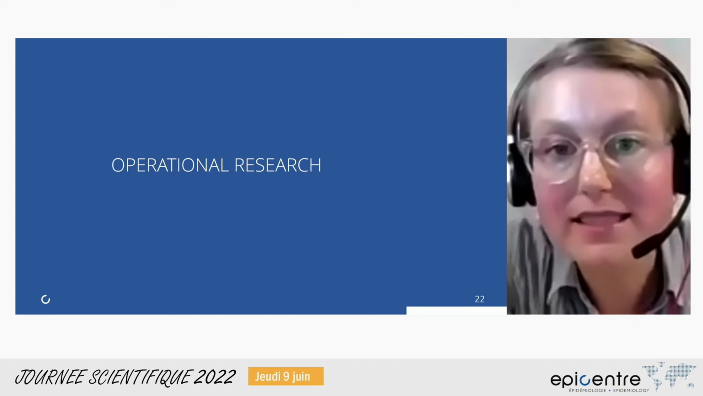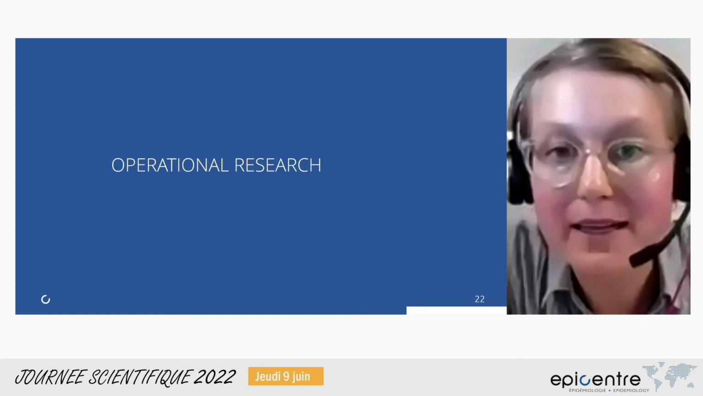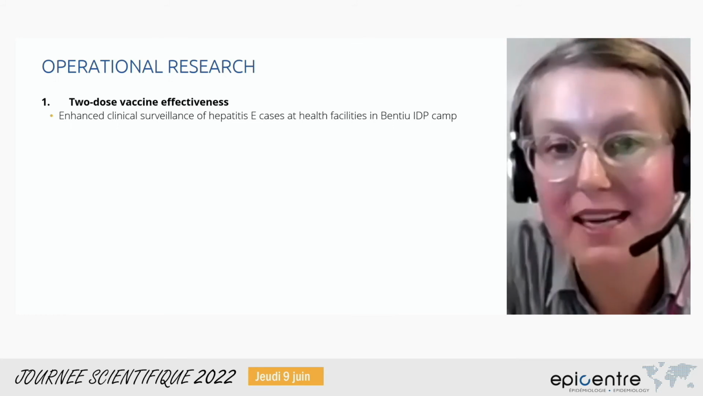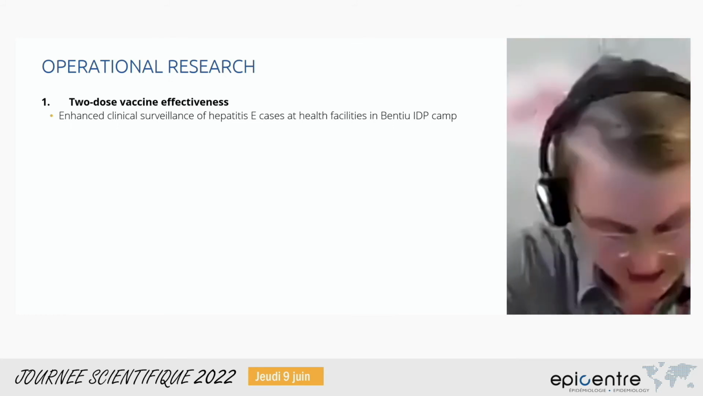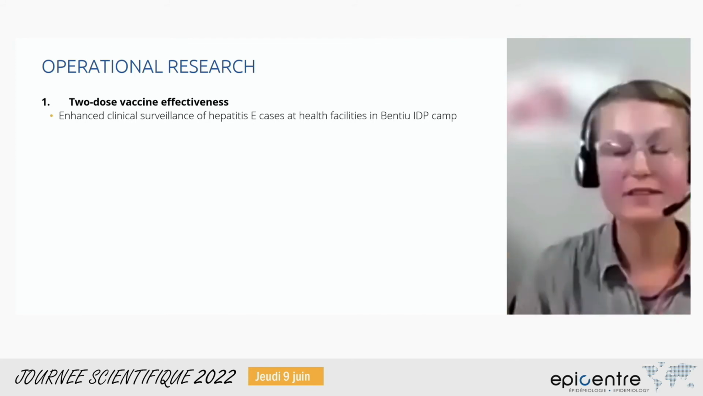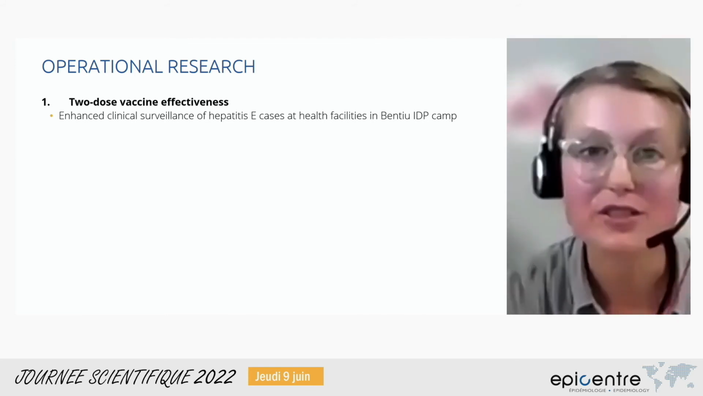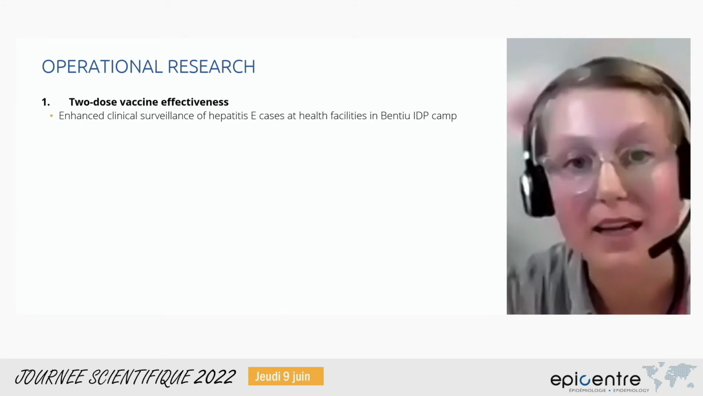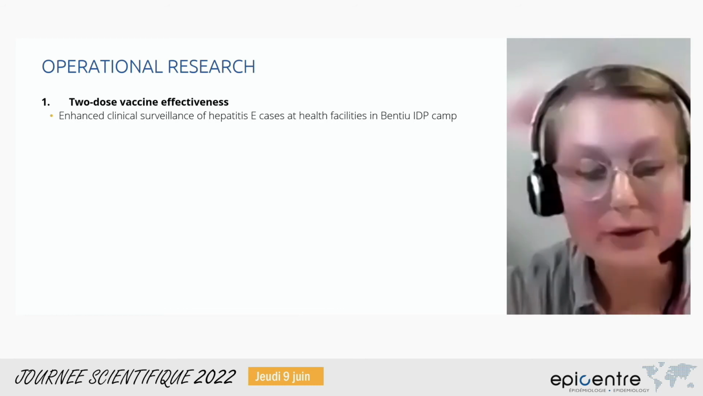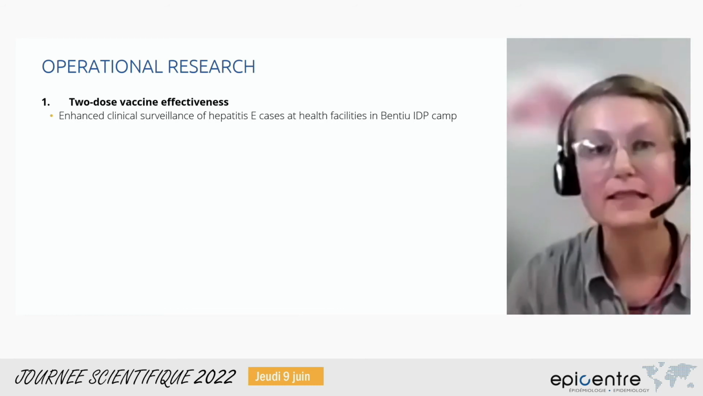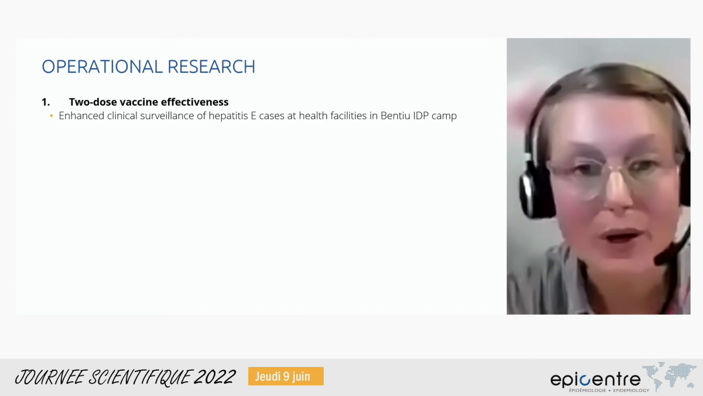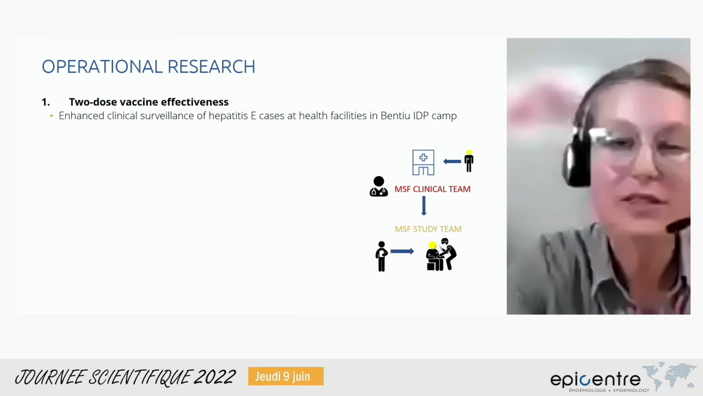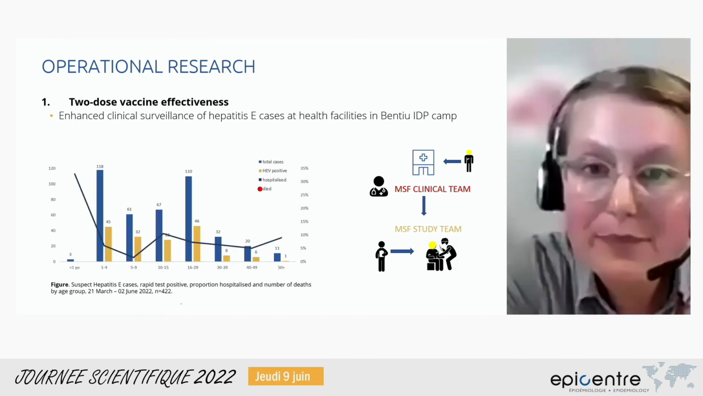Alongside this vaccination campaign, we're implementing a detailed monitoring strategy and operational research component, which I'll just briefly mention because it's ongoing now. The primary objective of this operational research is to look at the real world effectiveness of the first 2 doses of this vaccine, which is normally a 3-dose schedule. In order to do this, we've implemented clinical surveillance at the health facilities in Bentiu IDP camp alongside the vaccination campaign.